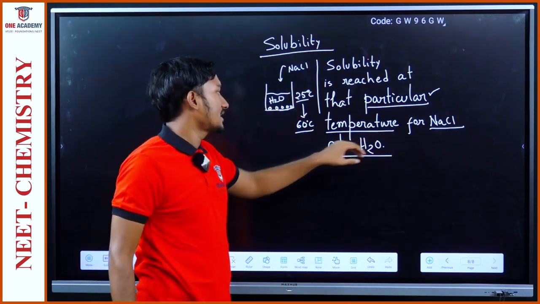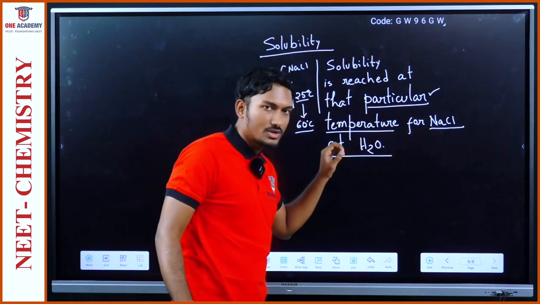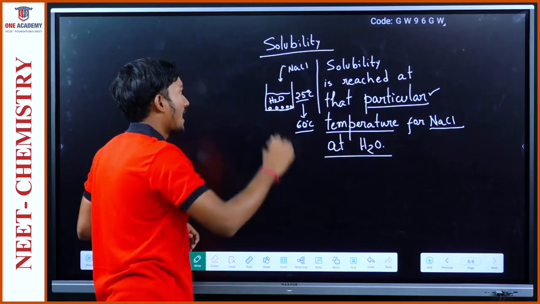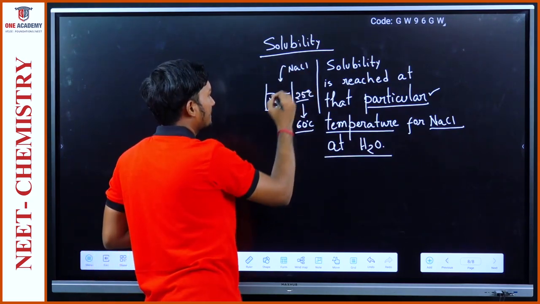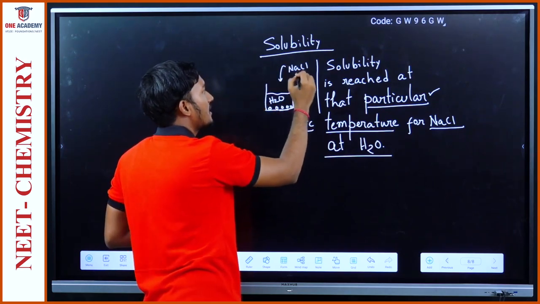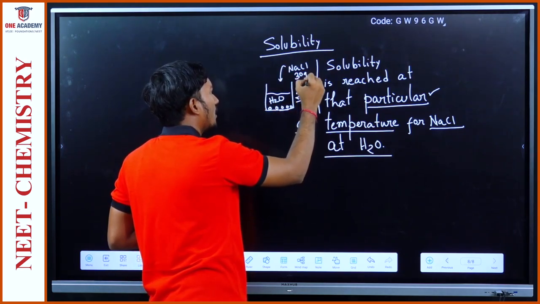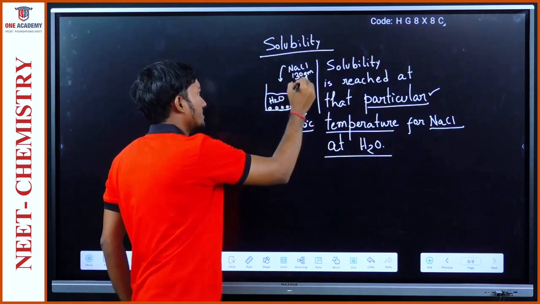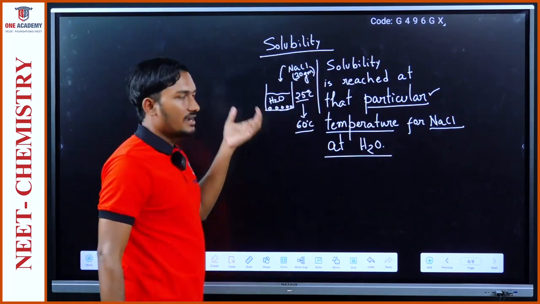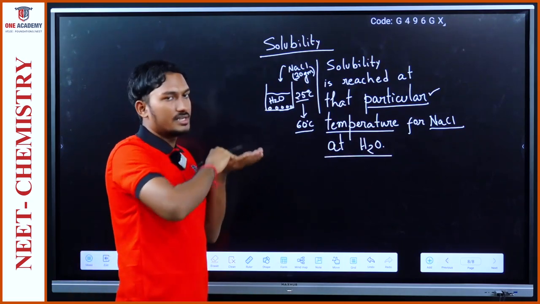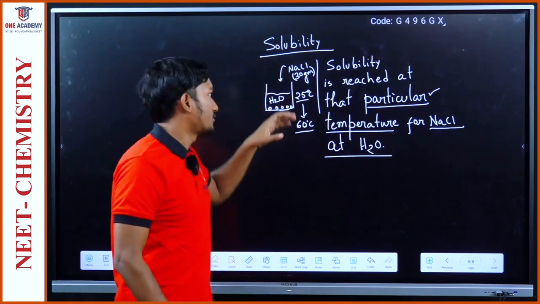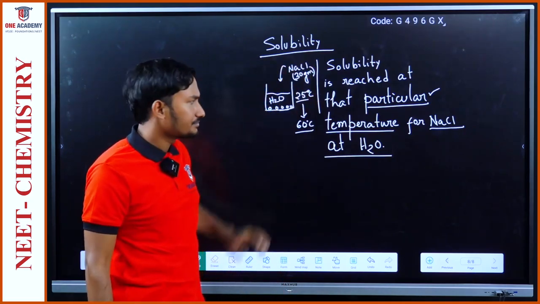Now for NaCl in water, why am I mentioning this also? Suppose I am adding NaCl in water, and for an arbitrary value, let's say in 100 ml of water, I can dissolve 30 gram of NaCl. That value is completely arbitrary. I'm just assuming that in 100 ml of water, I can dissolve 30 gram of NaCl, and in that case it will be completely saturated. And solubility will be 30 gram.